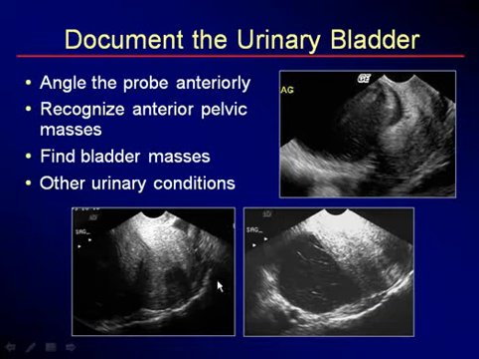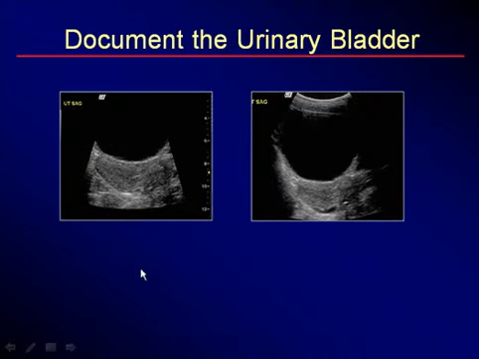Here's another patient. We tried to angle for the bladder, and there was an endometrioma plastered to the anterior surface of this uterus. So we can recognize anterior masses much better, not miss them. The other thing is we can find urinary bladder masses or find some other condition.